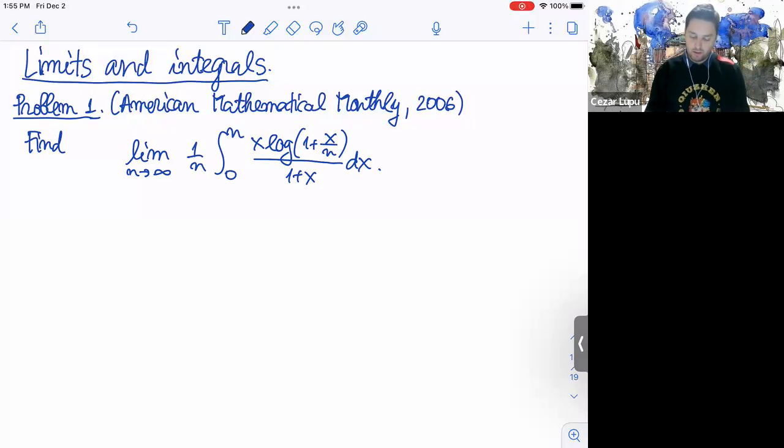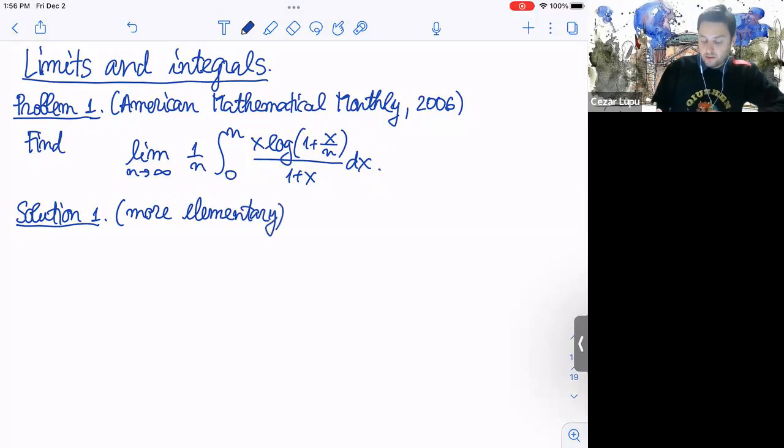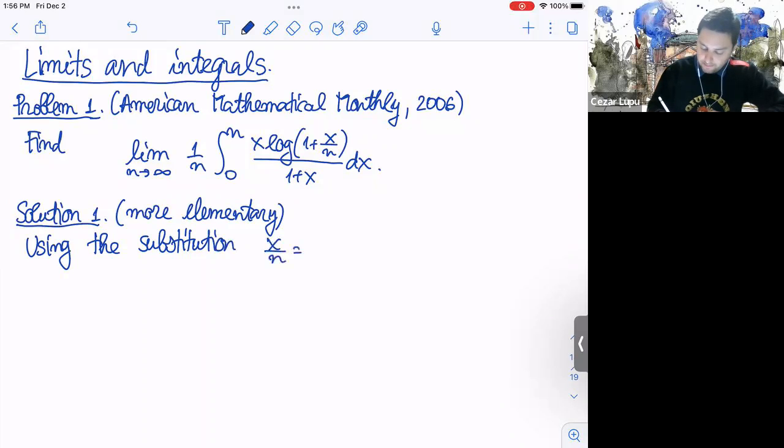Well, if you look at it, and in fact, I will show you even a more general approach to this one. So let's say the solution one, first solution, let's say more elementary. Basically, we would like to work inside the integral a bit. But first, we would like to perform a change of variable, so a U substitution. So using the substitution x over n equals t.